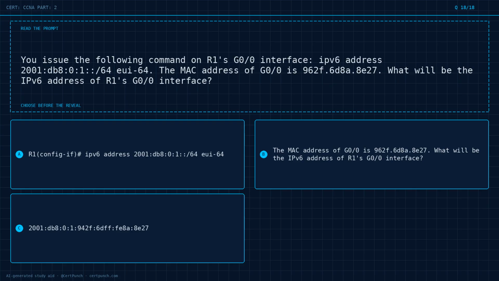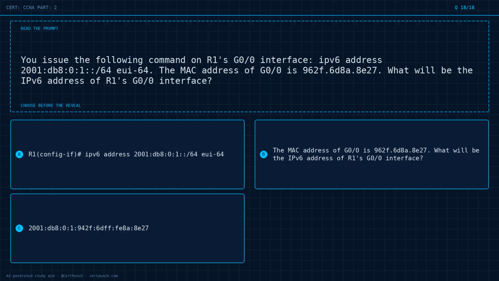Question 18 of 18. You issue the following command on R1's G0/0 interface. ipv6 address, the IPv6 address shown on screen, /64 EUI-64. The MAC address of G0/0 is 9622.68a.8e27. What will be the IPv6 address of R1's G0/0 interface? Option A, the command shown on screen.